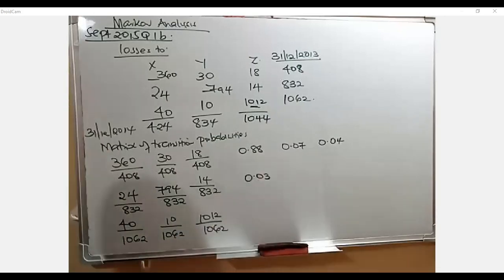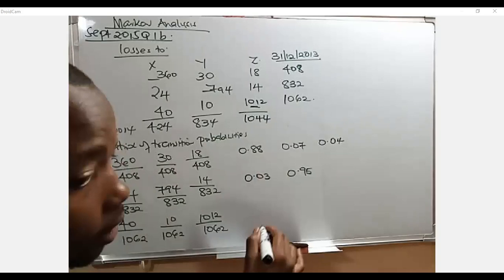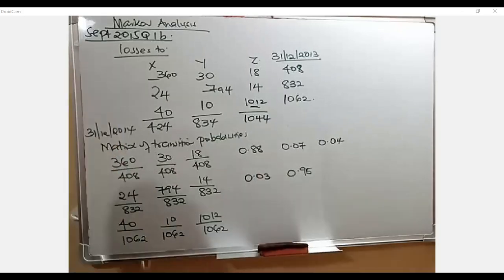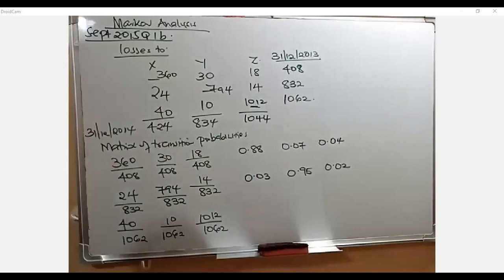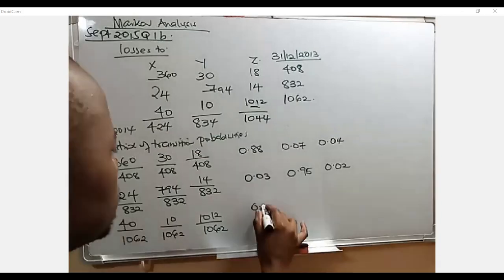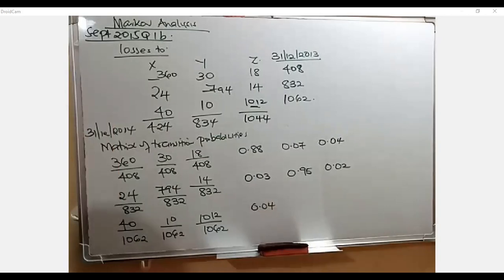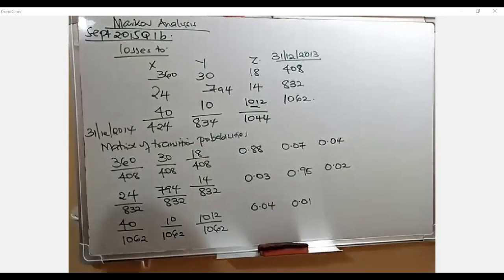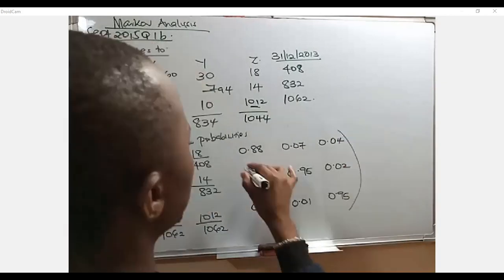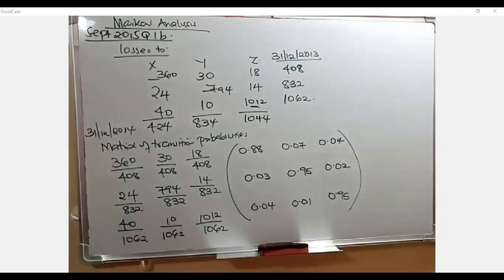Then the second one will be 24 divided by 832, getting 0.03. The second one will be 794 divided by 832, getting 0.95. Then the last one will be 14 divided by 832, and I'm getting 0.02. Straight away getting 1. The last one will be 40 divided by 1062. I'm getting 0.04. Then we have 10 divided by 1062. I'm getting how much? 0.01. Then we have 1012 divided by 1062. I'm getting 0.95. Getting also 1. That is what we discuss about the matrix of transition probabilities.